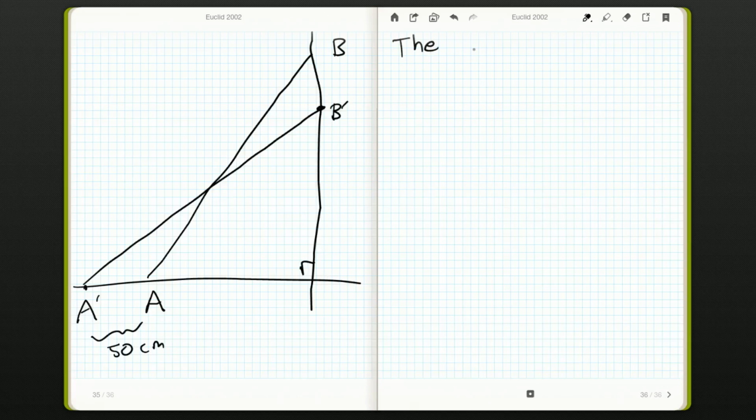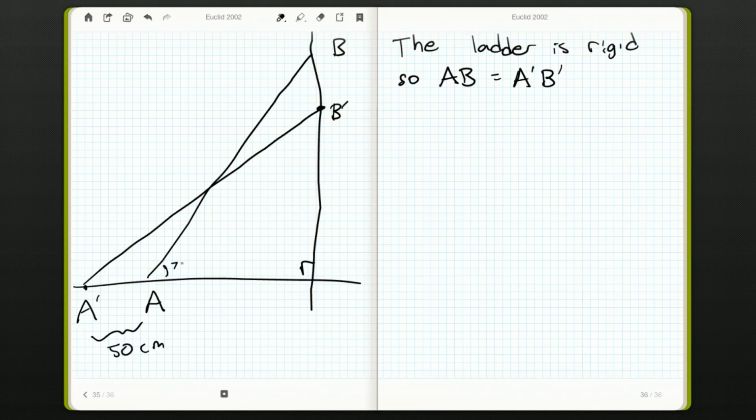Okay. So the first thing I note is the ladder is rigid. So the length AB is the same as the length A prime B prime. So I know that whatever the hypotenuse for these right angle triangles is, I know it's the same length. Okay, they share the same hypotenuse. They don't share the same legs or the same angles, but they definitely share the same hypotenuse length.